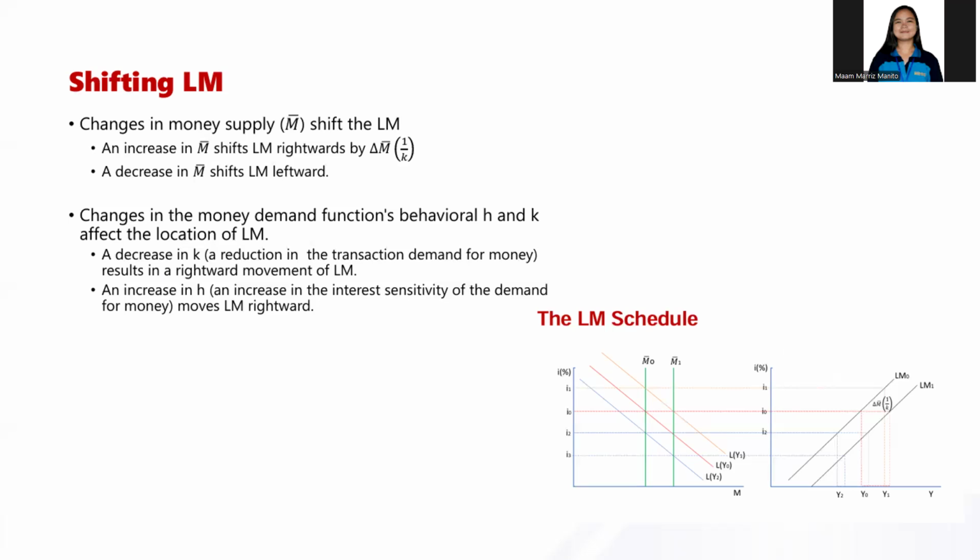Changes in money demand functions, behavioral H and K, affect the location of LM. So if there are changes in behavioral H and K, in the value of the store value function and transaction demand function, the changes will be in the location of LM. But if there is a change in money supply, there will be a shift in LM.